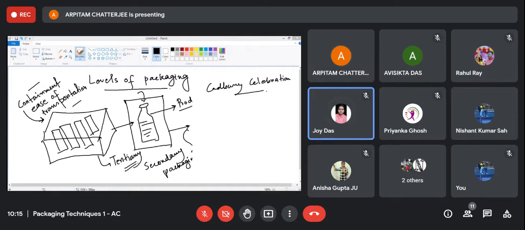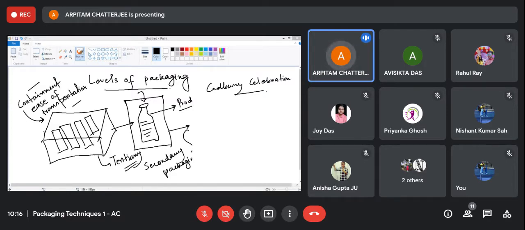Yes, sir. What I'm asking is, in the case of Cadbury Celebration, you will see there is a plastic tray also, right? In that you will see the different products put together. So that tray comes under which? Is that a primary packaging or a secondary packaging? Secondary. Secondary packaging. Okay.